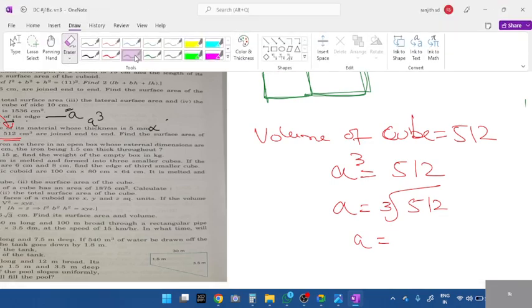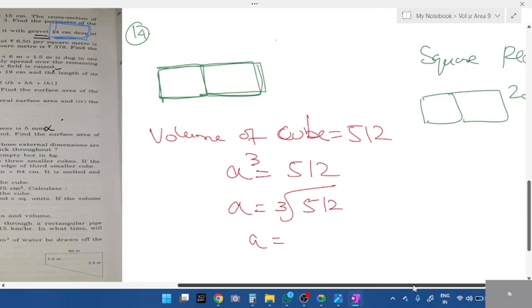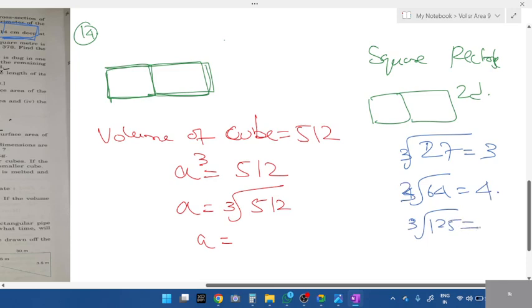Yes, all of you will respond. Cube root of 512. Don't know. Cube root of 27. What is the cube root of 27? 3. Cube root of 64 is 4. Cube root of 125. How much is it? 5. Make a note, students. Cube root of 8 you all know. Cube root of 8 is 2. Next, cube root of 6.